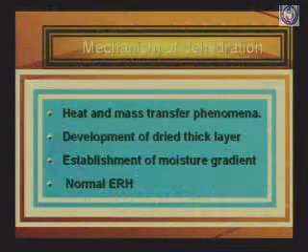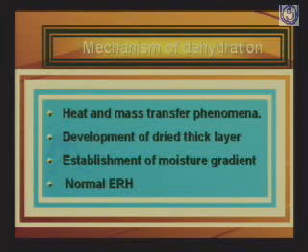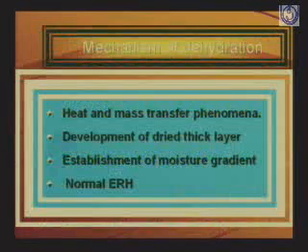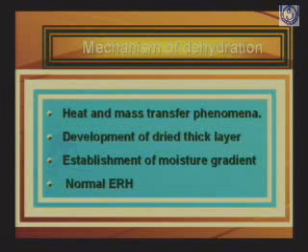Then what is the mechanism of dehydration? Here you can see that in the mechanism of dehydration, there are four steps that generally occur: heat and mass transfer phenomena, development of a dried thick layer, establishment of a moisture gradient, and normalization. Heat and mass transfer is one type of phenomenon. We must get the heat into the products and we must get the moisture out of the products.